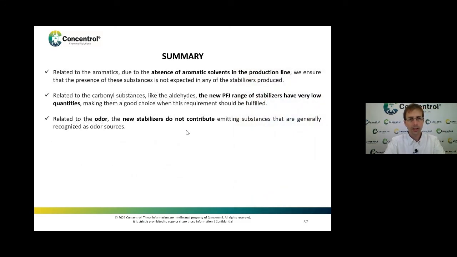Related to the aromatics, and due to the absence of aromatic solvents in our production line, we ensure that the presence of these substances is not expected in any of the stabilizers produced by us. Related to the carbonyl substances like the aldehydes, the new PFJ range of stabilizers have very low quantities, making them a good choice when this requirement has to be fulfilled. And related to odor, the new stabilizers do not contribute emitting substances that are generally recognized as being odor sources.